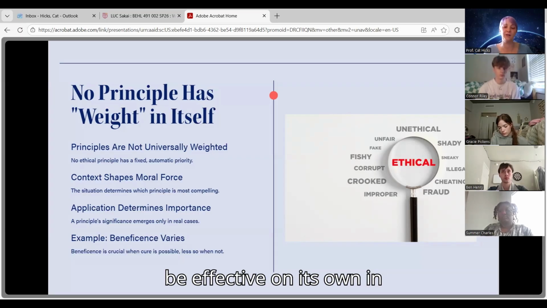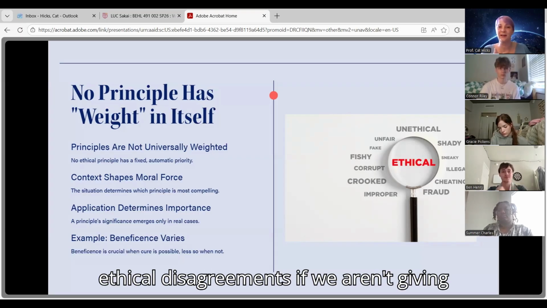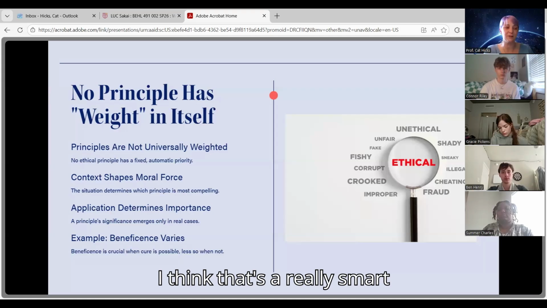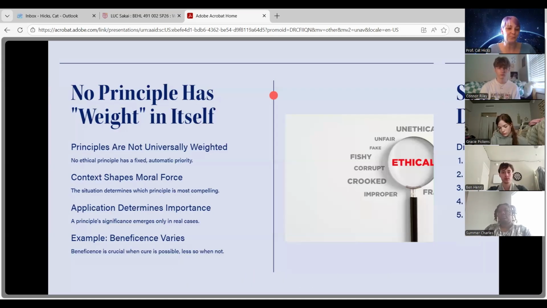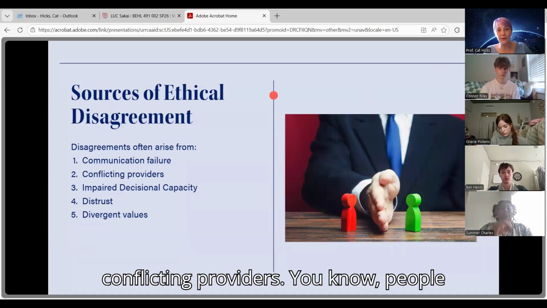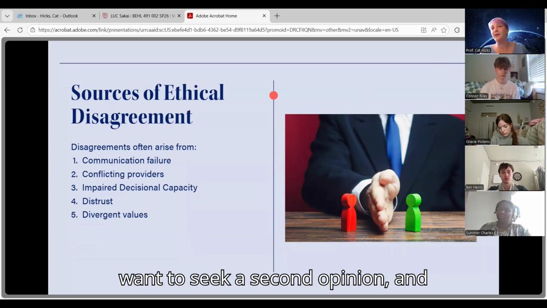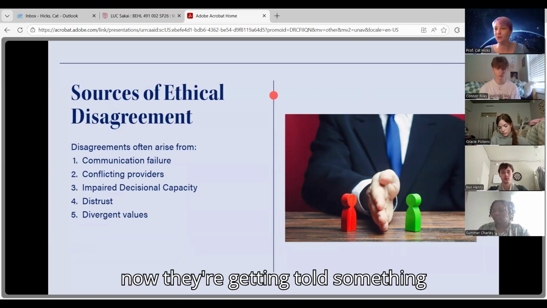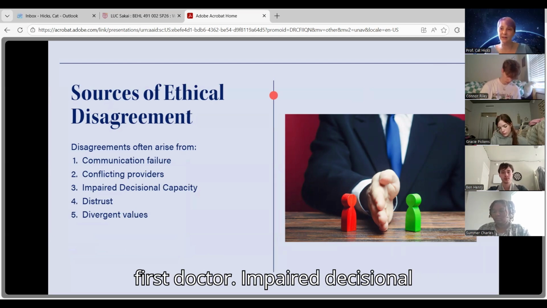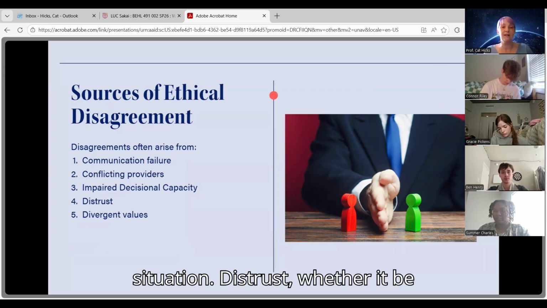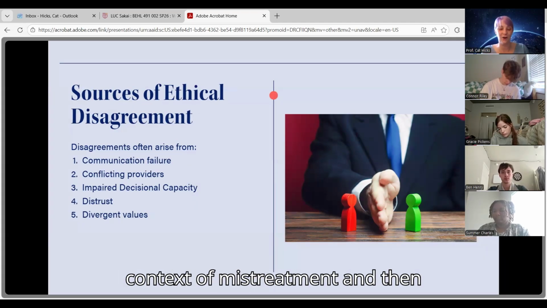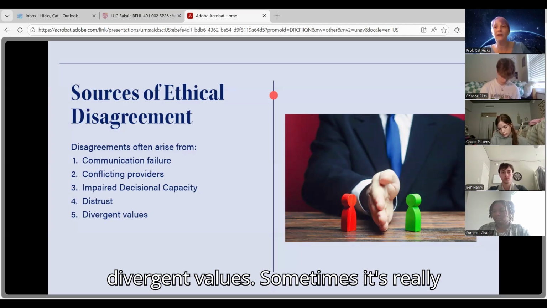Principlism can't be effective on its own in ethical disagreements if we aren't giving weight to the current context. So I think that's a really smart shift that our authors make. Some of these sources of ethical disagreement are communication failures, conflicting providers. People want to seek a second opinion, and now they're getting told something different than what they learned from the first doctor. Impaired decisional capacity, changes to the actual patient situation, distrust, whether it be historically seated or in current contexts of mistreatment, and then divergent values.